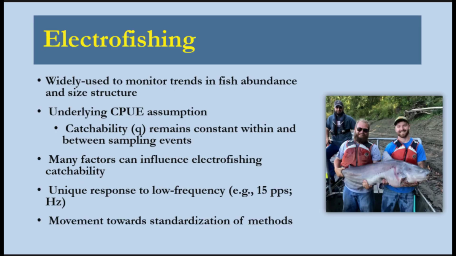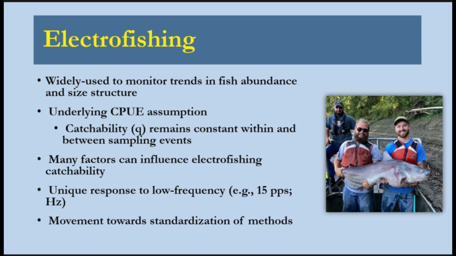As you've heard a lot this morning, electrofishing is a common and cost-effective method for estimating important population metrics like relative abundance and size structure. And a common index of abundance, catch per unit of effort, has a challenging assumption that catchability, or the probability of capturing a fish when it's present, is fixed between and within sampling events. A lot of factors can influence this estimate of catchability, and sources of bias are poorly understood.